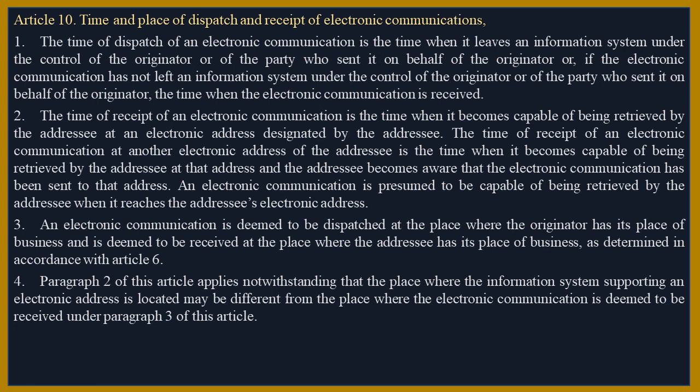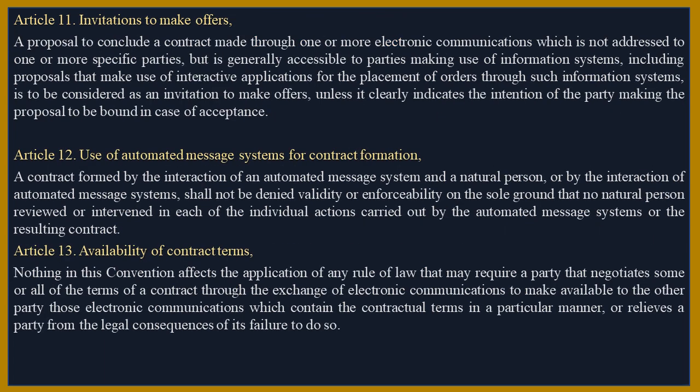3. An electronic communication is deemed to be dispatched at the place where the originator has its place of business and is deemed to be received at the place where the addressee has its place of business, as determined in accordance with Article 6. 4. Paragraph 2 of this article applies notwithstanding that the place where the information system supporting an electronic address is located may be different from the place where the electronic communication is deemed to be received under paragraph 3 of this article.